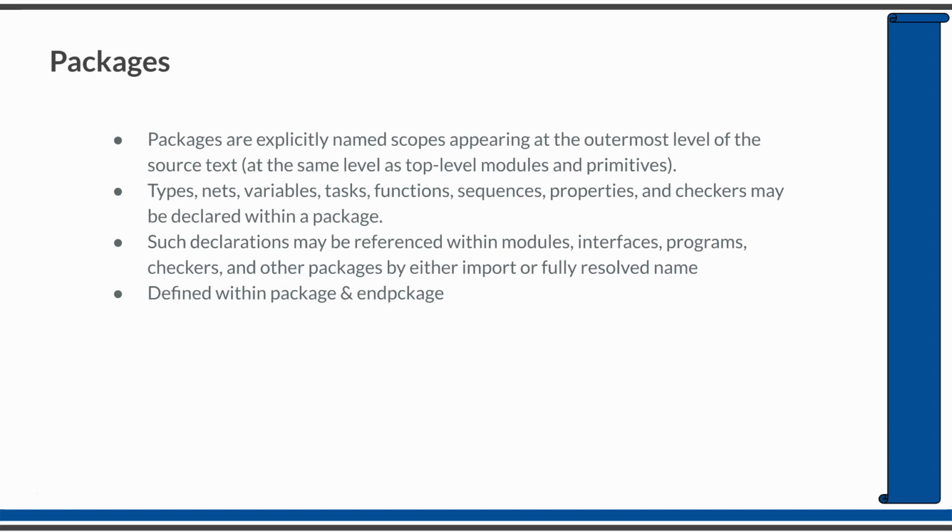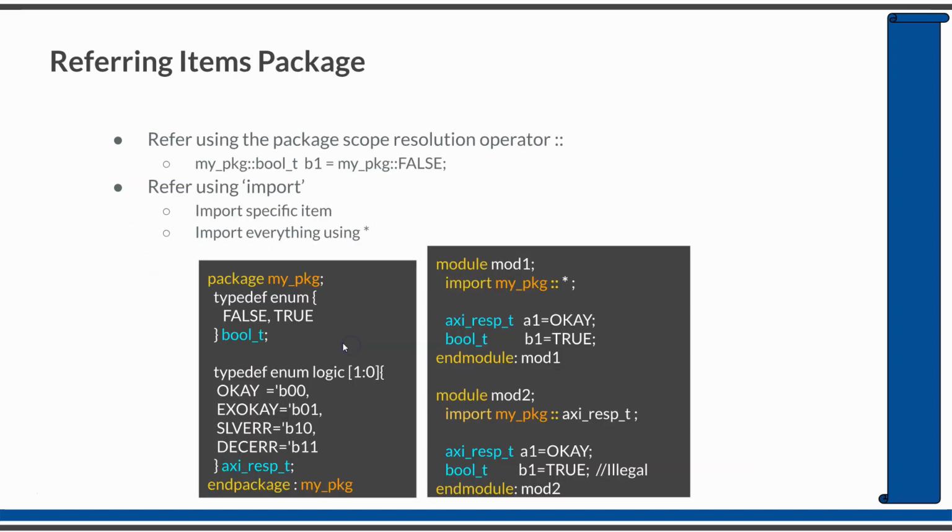A package is defined within the package and endpackage keywords, and we'll see an example in this slide. Here I'm defining a package named my_package. It is defined within the package and endpackage keywords, and it defines two typedefs for enumeration, with the names bool_t and axi_resp_t. In order to use these enumeration types in some other component, say in a module, you need to import this package into this module scope.